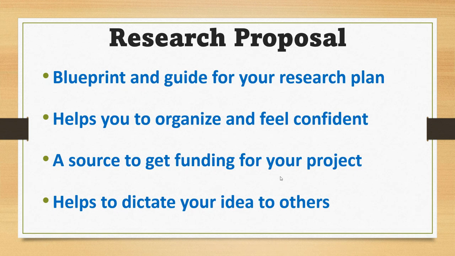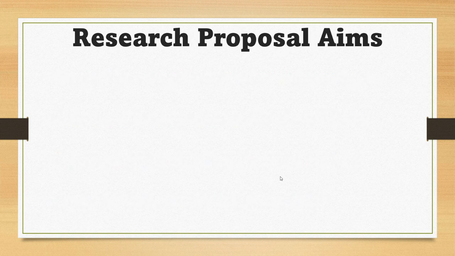If your research proposal is good and it can dictate your idea to others, then it will be beneficial for your research project. So, what are the aims of a research proposal? It means: what should you achieve at the end of a research proposal? When you have written a complete research proposal, what should be your aim? The first thing is that your research proposal should be relevant. How can it be relevant?